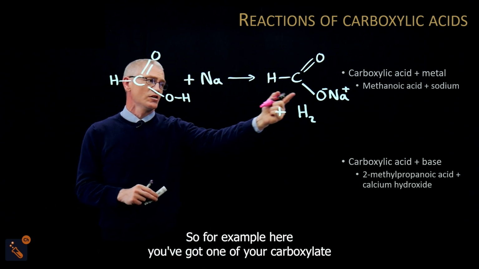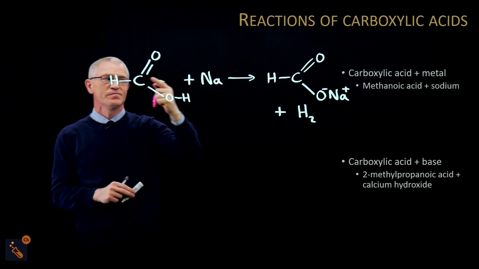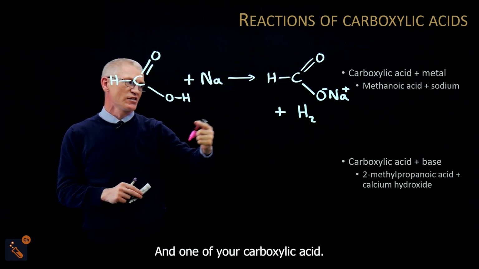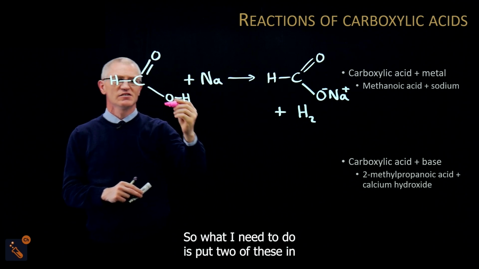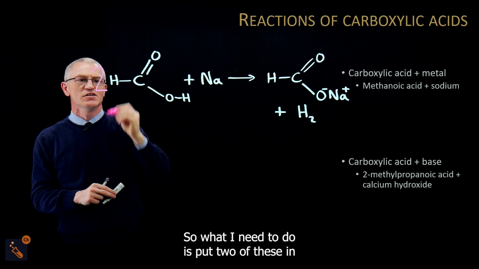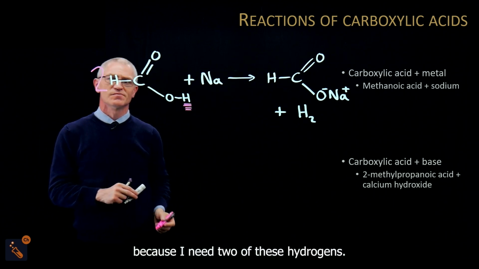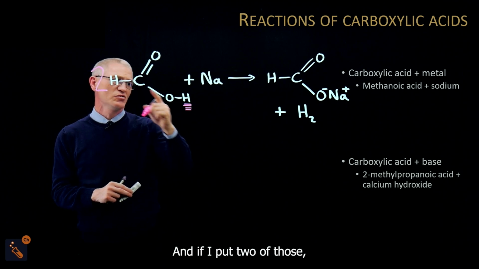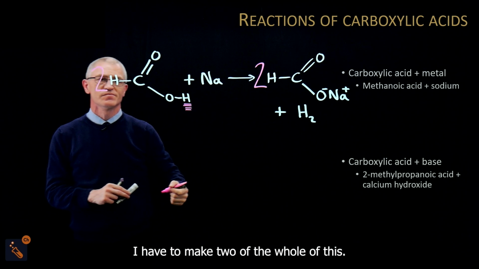If that's the case, balancing it is a bit simpler because you can do it as a group. So, for example, here you've got one of your carboxylate, and one of your carboxylic acid, but you've got one hydrogen leaving, and I've got two over there. So what I need to do is put two of these in, because I need two of these hydrogens. And if I put two of those, I have to make two of the whole of this.